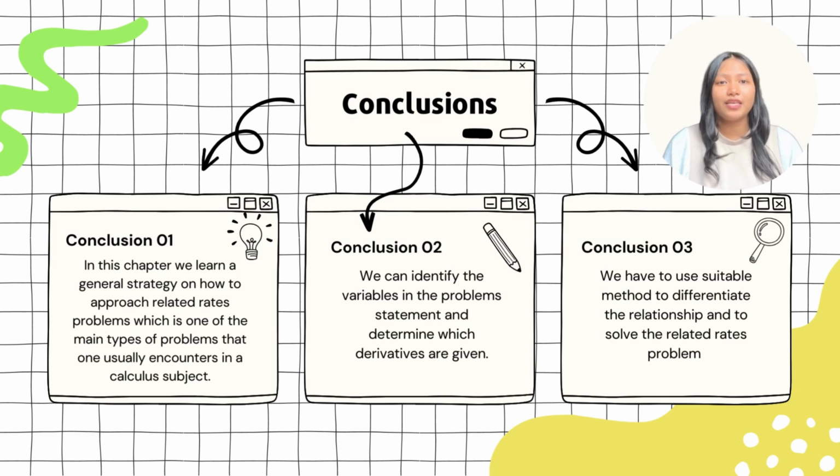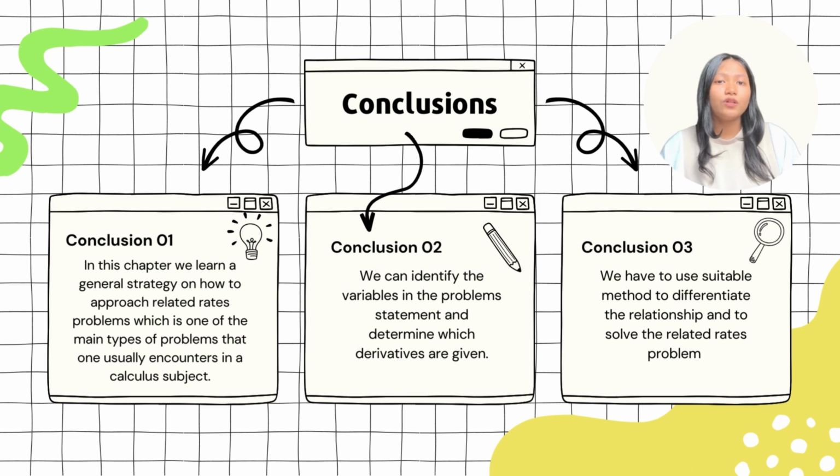So here I am again to talk to you guys about what we can conclude from this topic. For the first conclusion, we can learn a general strategy on how to solve this problem, as this is one of the hard questions in our final exam. We have listed out the steps on how to answer related rates problems to make it easy for students to understand and answer this topic in the final exam.